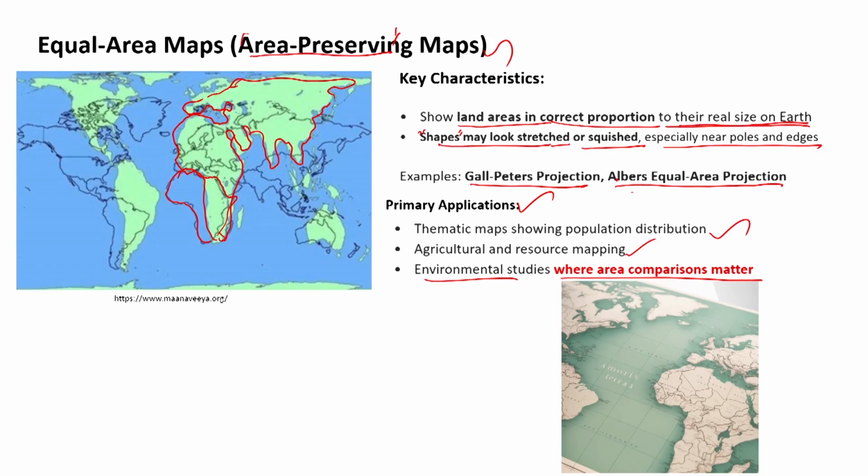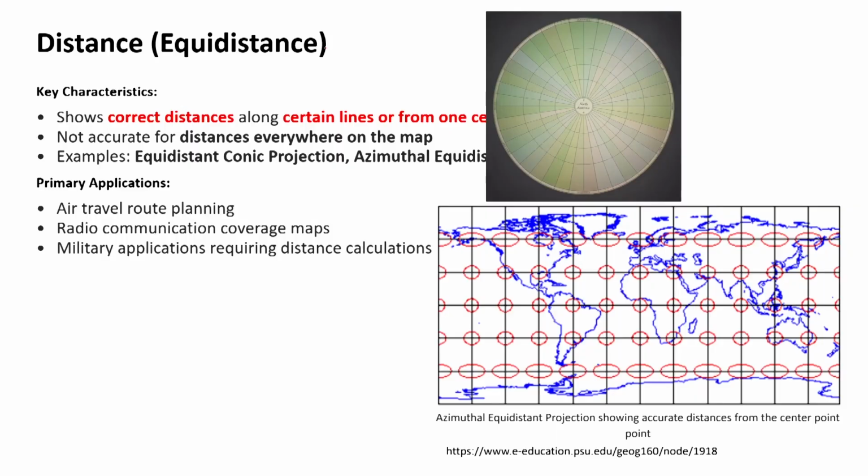So we are done with the equal area maps. Now we are moving into distance, equidistance. Here we are concentrating on distance. Suppose you are working on a project where you want to retain the distance, where you do not want to have more distortion in distance, then you have to use equidistant projections. This equidistant projection shows the correct distance along certain lines or from one core point.